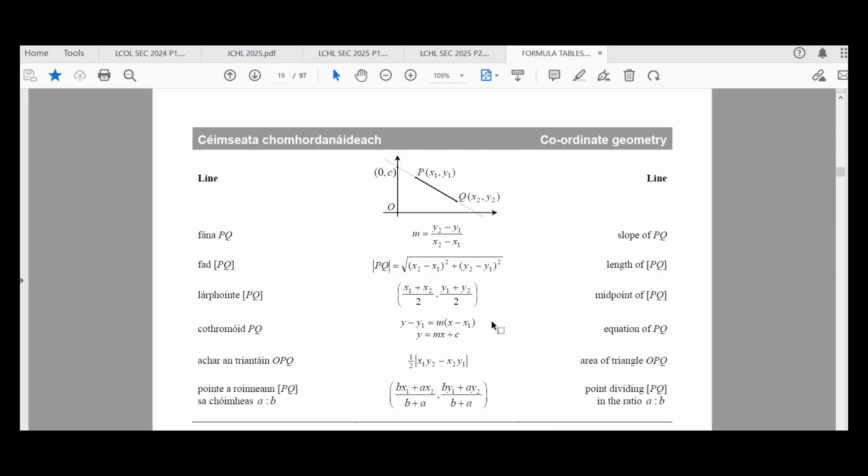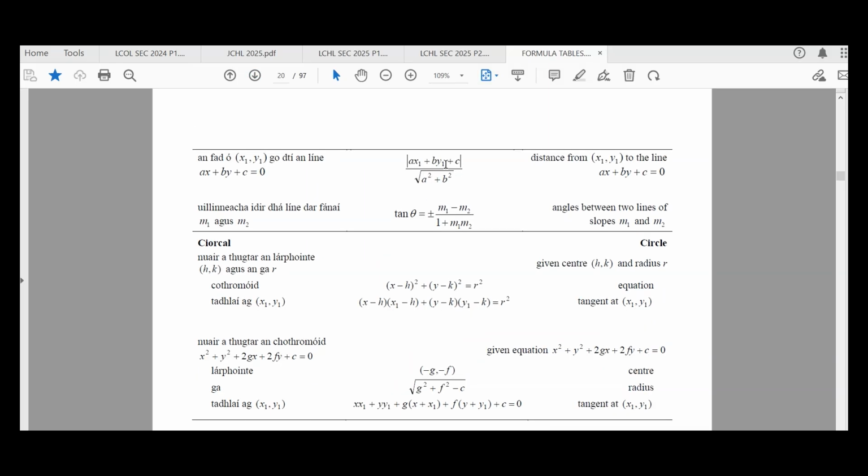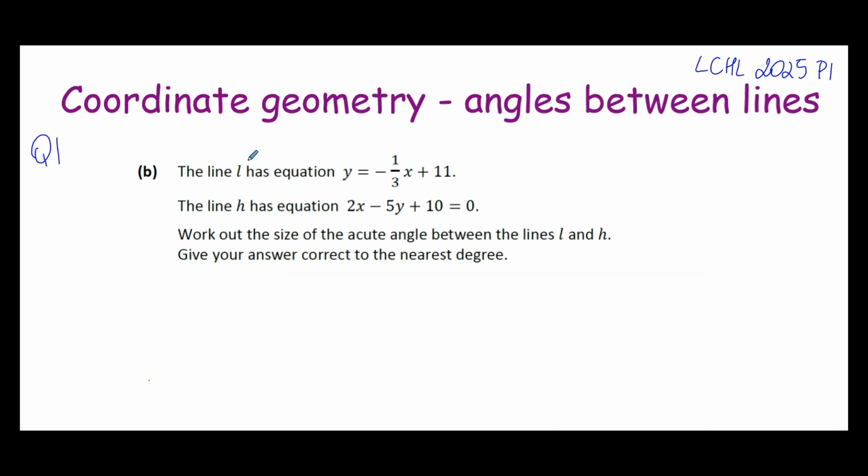Those formulas that are on the first page for the coordinate geometry, they will be the formulas that we will use in order to get very often our final answer, and it will be one of those 2 very often. And that's the case here. Let's have a look. The line L has the equation, so I have one, and then I have line H that has an equation. Both of them are straight lines.